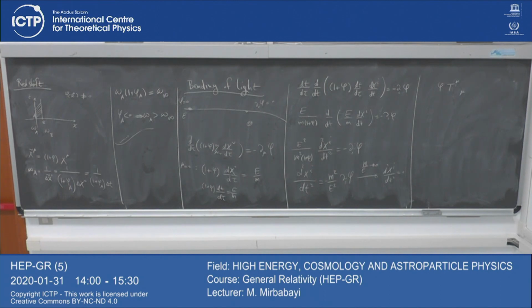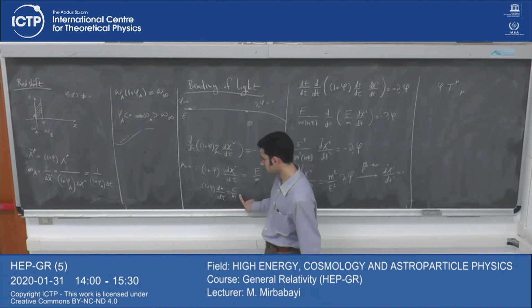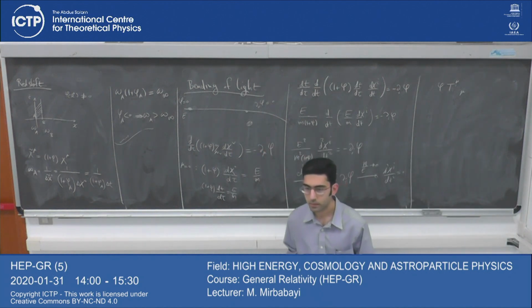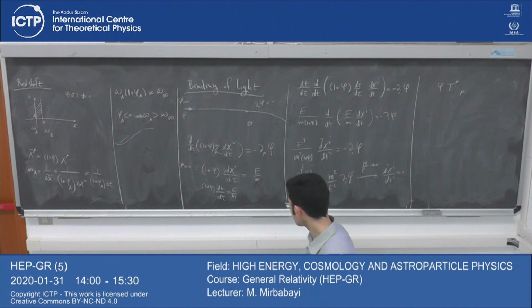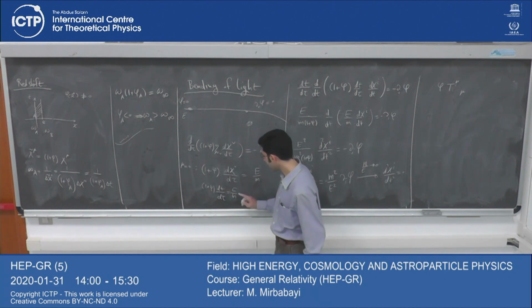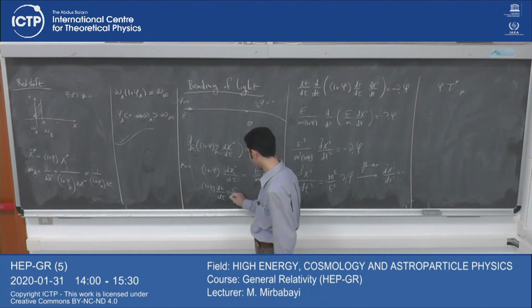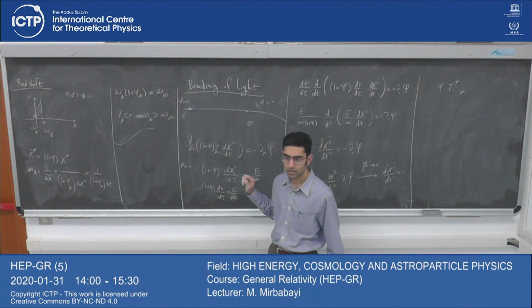I have a problem with this equation actually. Which one? This one? What's wrong with it? E over m is gamma, we know that it's gamma. And dt over d tau is gamma, so we get 1 plus phi equals 0. No, E over m is gamma when you are at infinity.